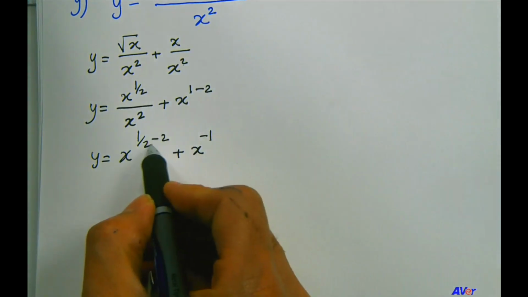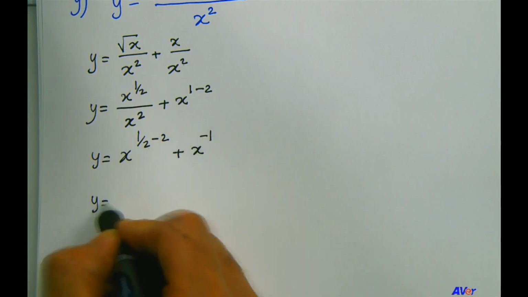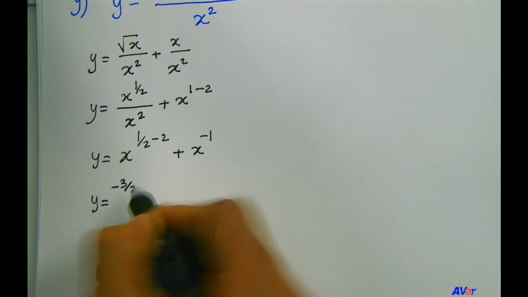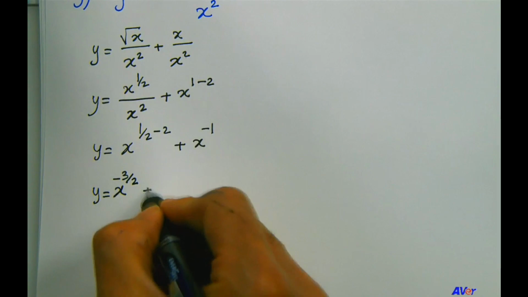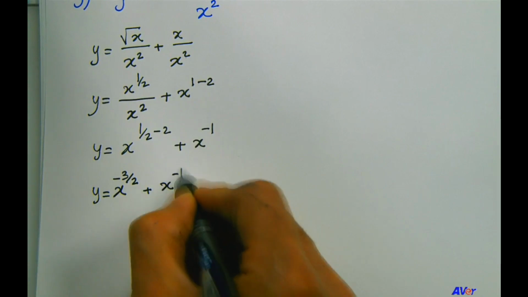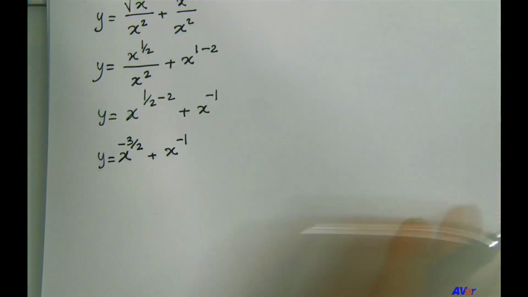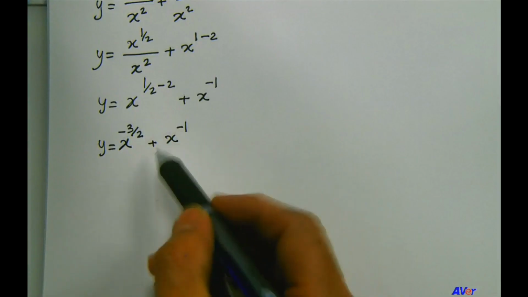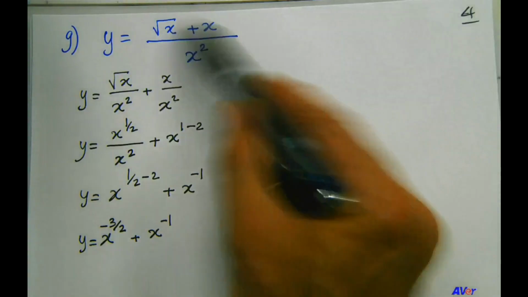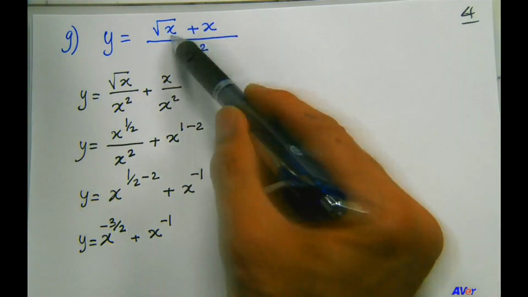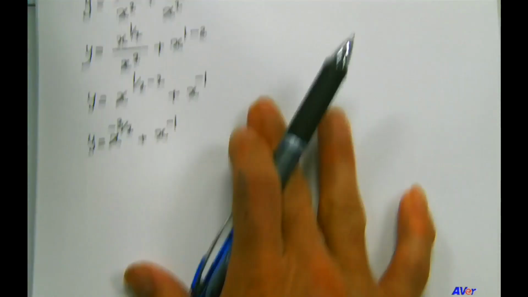And this, of course, is 1/2 minus 2, so this is minus 3/2. So y equals minus 3 times x to the minus 3/2 power plus x to the minus 1 power. Okay? So this is not, of course, the way we're going to leave our answer. I mean, we just did this. We transformed everything here that was in this neat form with no negative powers. We transformed this into this.